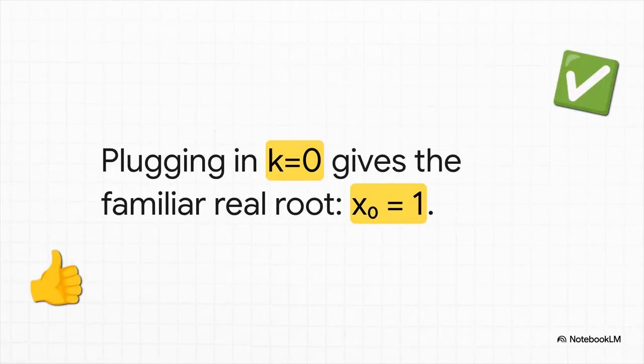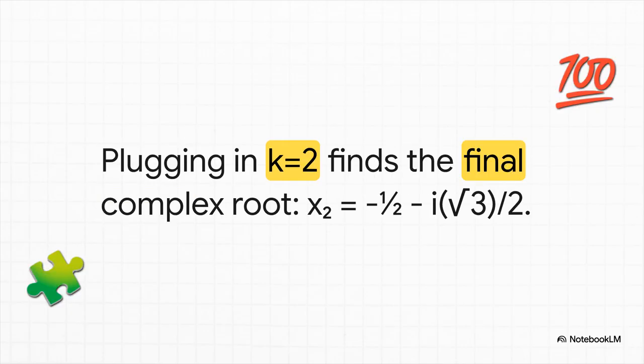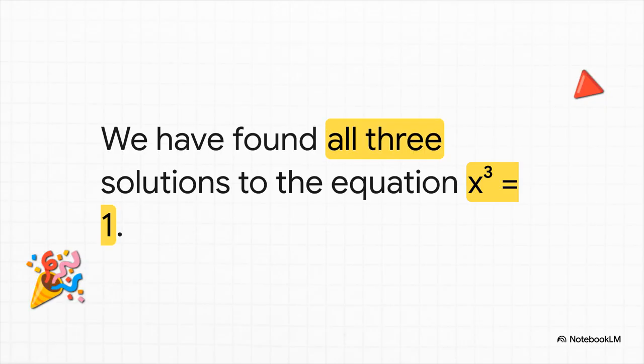Okay, so when we plug in k equals 0, the whole formula simplifies right down, and we get the answer we already knew, 1. Yep, no surprises there. But when we set k equal to 1, this is where something amazing happens. The formula spits out a hidden complex root. Now, this number doesn't look anything like 1, but I promise you, if you were to cube it, the result is exactly 1. And then for k equals 2, we find the final piece of the puzzle. It's another complex number that, you guessed it, also cubes to 1. So there you have it, all 3 solutions.